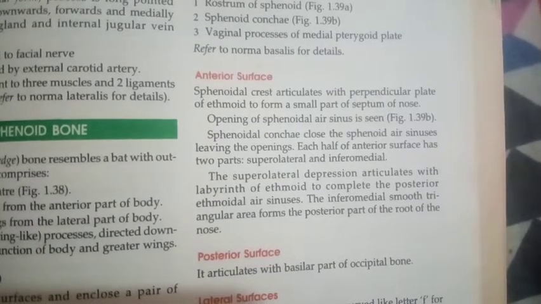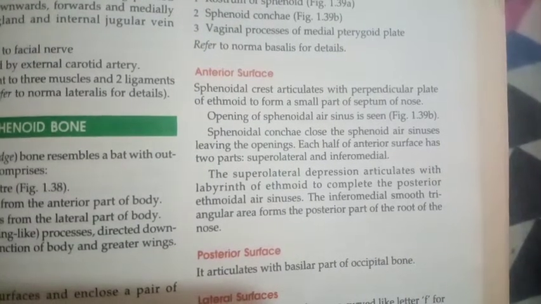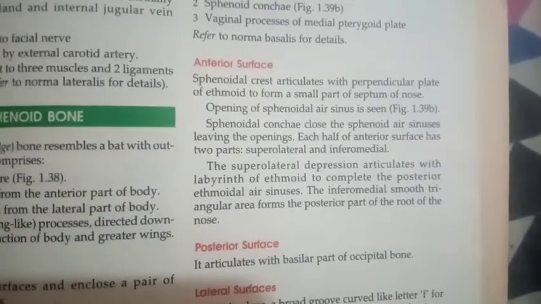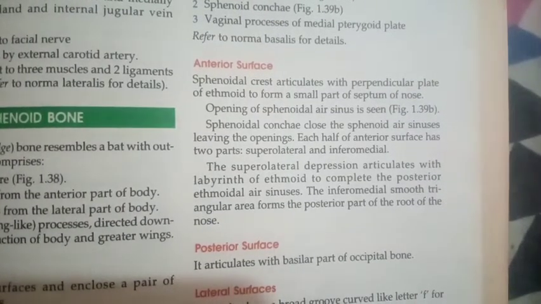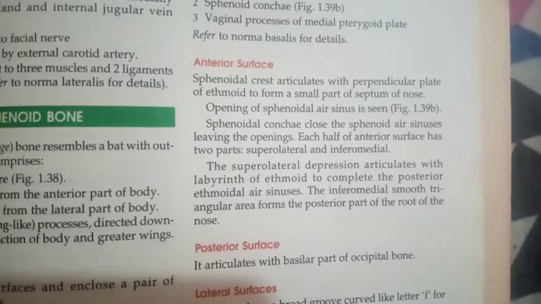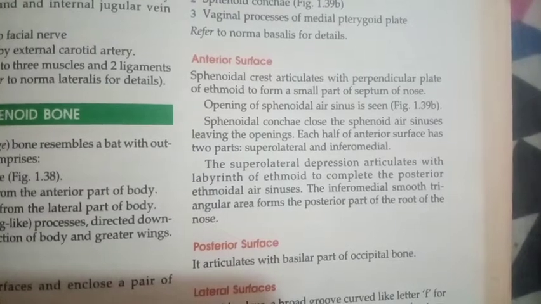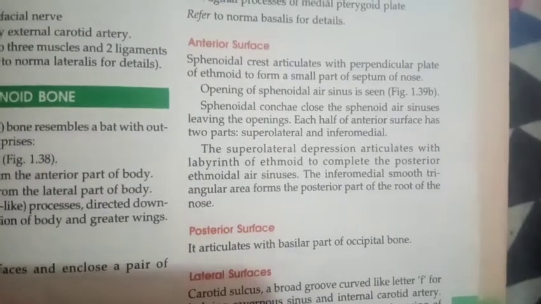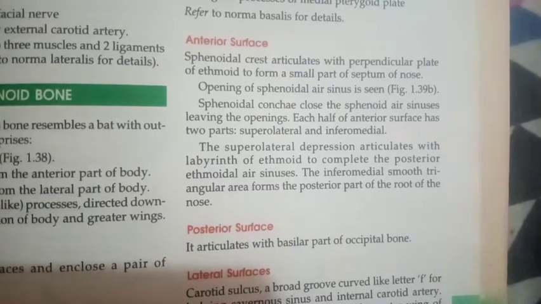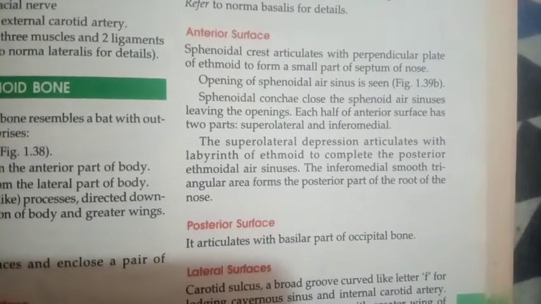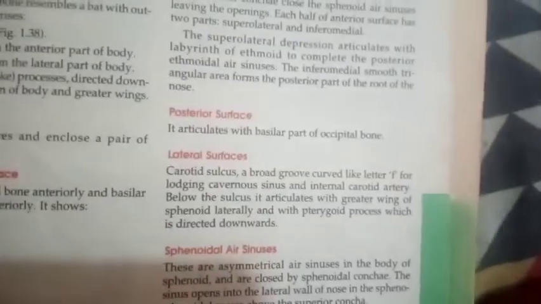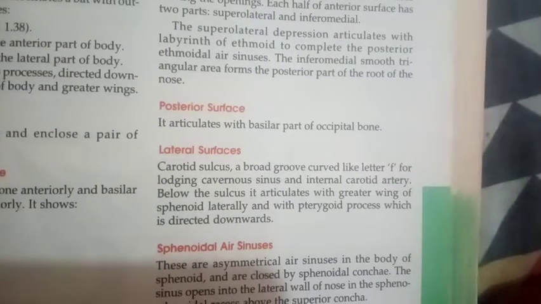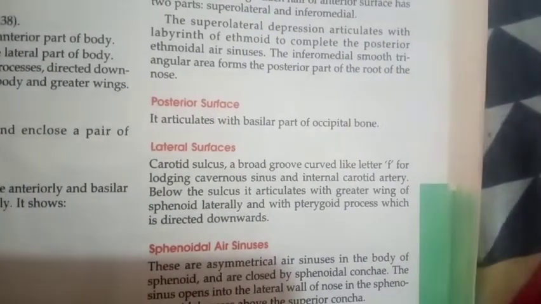Each half of the anterior surface has two parts, superolateral and inferomedial. The superolateral depression articulates with the labyrinth of the ethmoid to complete the posterior ethmoidal air sinus. The inferomedial smooth triangular area forms the posterior part of the roof of the nose. Posterior surface: it articulates with the basilar part of the occipital bone.